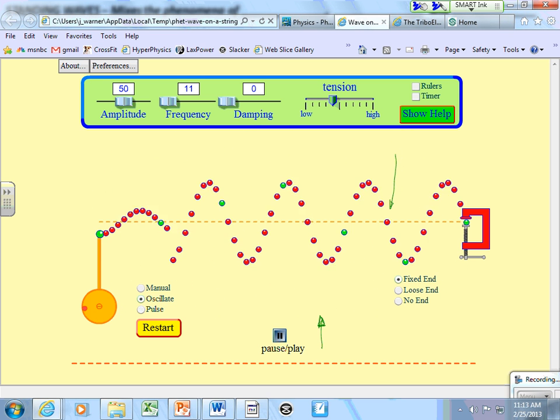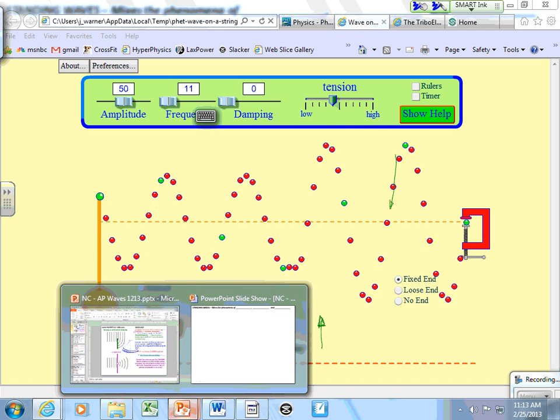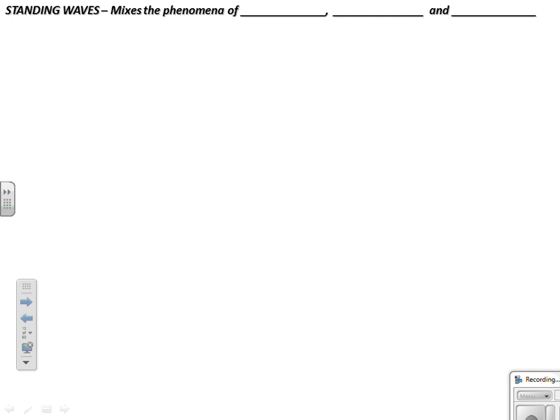these waves. So when we go back to here, we're mixing really three phenomena when we get these standing waves. One is reflection. Two is interference. And three is resonance.